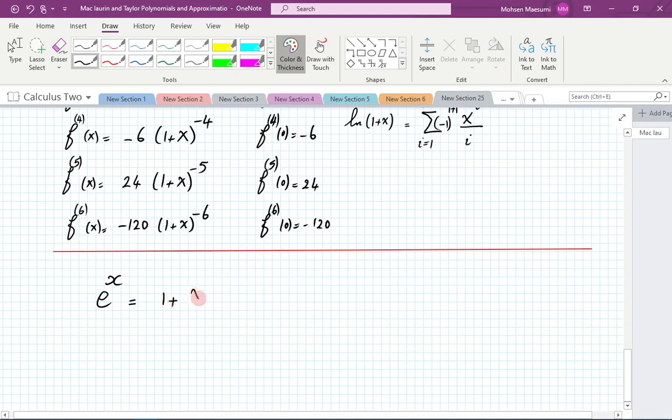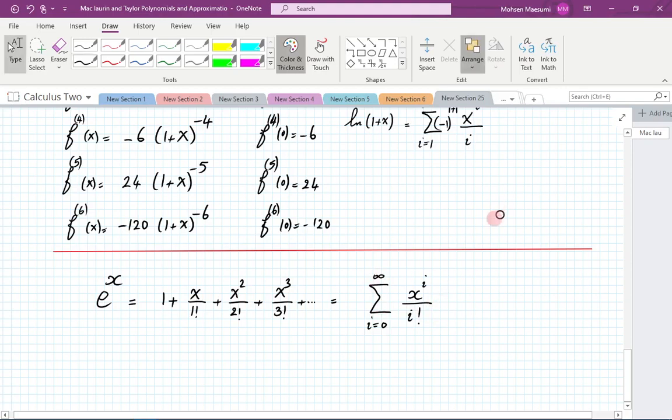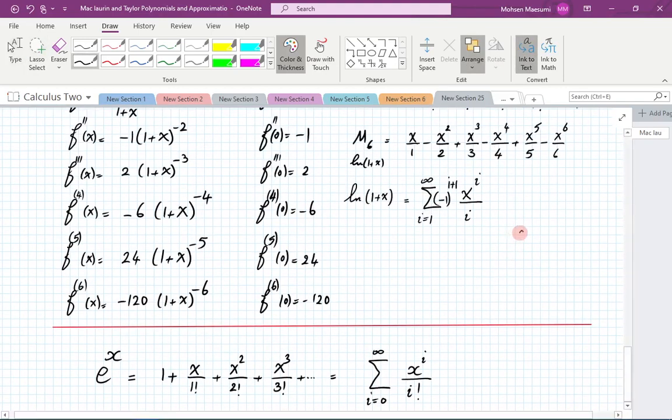So 1 plus x over 1 factorial plus x squared over 2 factorial plus x cubed over 3 factorial, and so on. You can summarize it like this: x to the power of I over I factorial, where I ranges from 0 all the way to infinity. This one also has no limitation on convergence. It always converges, no issues. This one, of course, we are going to see later on that x can go as far as 1, but not beyond that.